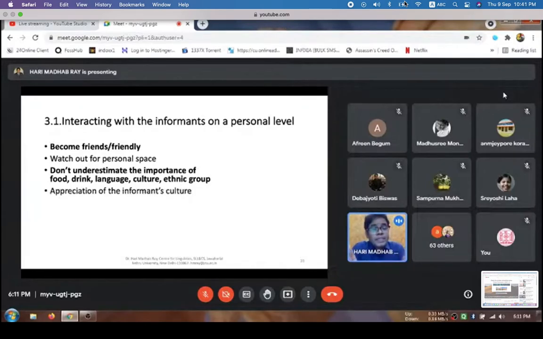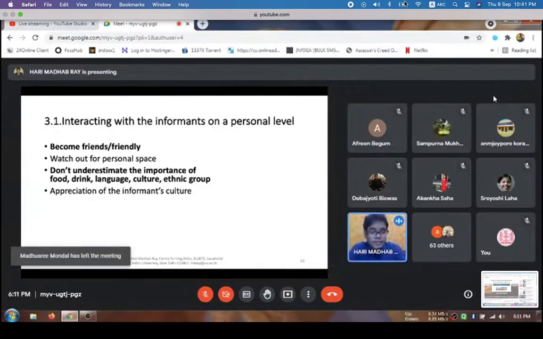So, appreciation of the informant's culture. Try to appreciate the informant's culture. Since you are there, we need to appreciate each other as well as the informant's culture.